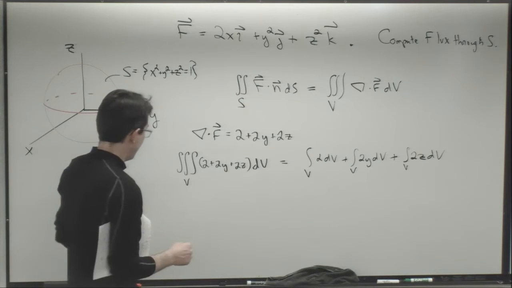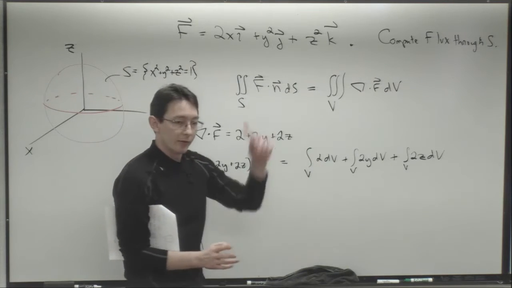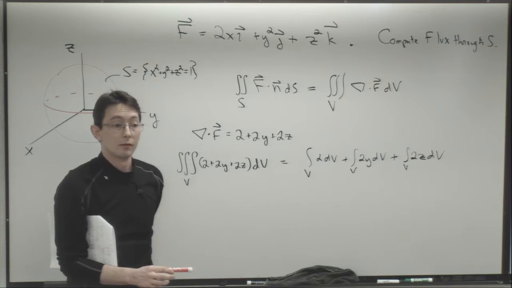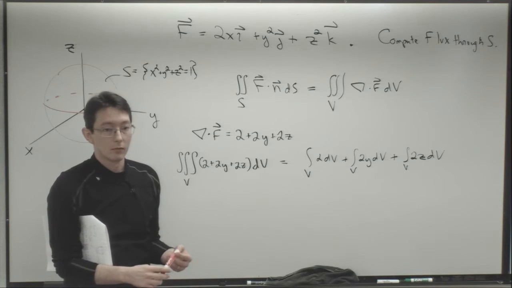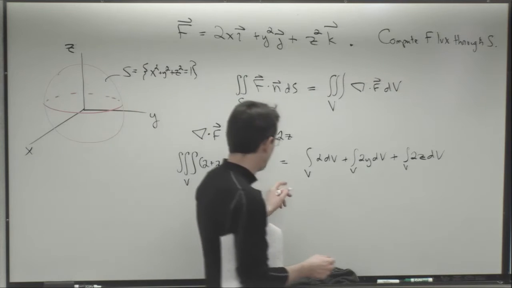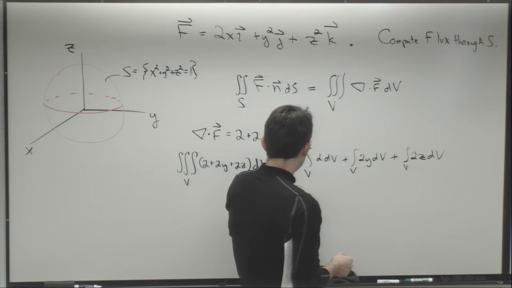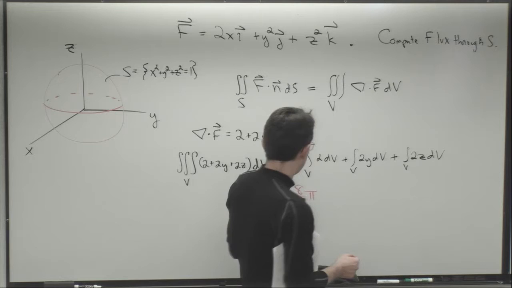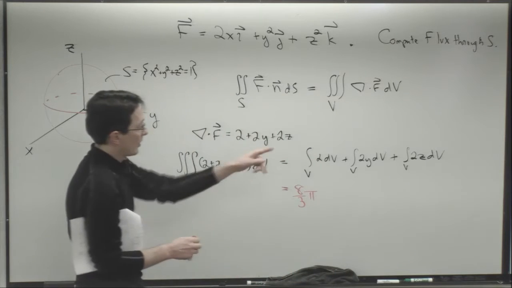The first term, pretty simple. What is the volume of a sphere? 4/3 pi r cubed. R is 1, so it's just 4/3 pi. So this equals 8/3 pi, that term. Okay, what about my other 2 terms?